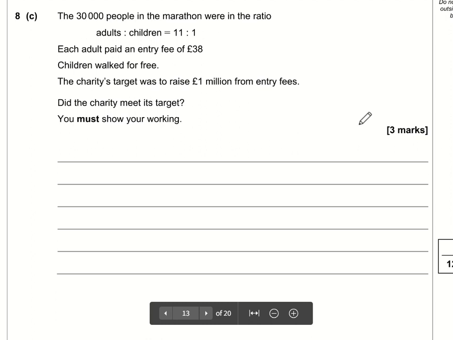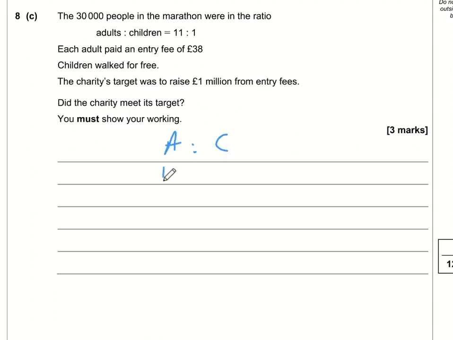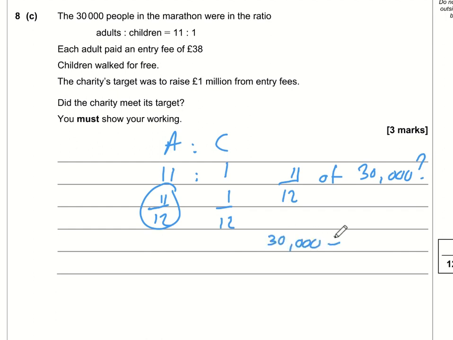Okay, so we know the ratio of adults to children is 11:1. So what this means is 11/12 were adults and 1/12 were children. The reason the number on the bottom of this fraction is 12 is because 11 plus 1 is 12. So if there's 30,000 people in the marathon and 11/12 are adults, well, what is 11/12 of 30,000? To calculate a fraction of an amount, you take your total, divide it by the number on the bottom, and multiply by the number on the top. So this will be the calculation for the number of adults.